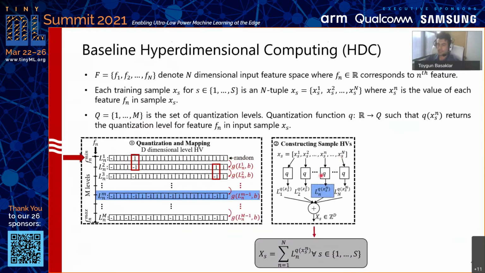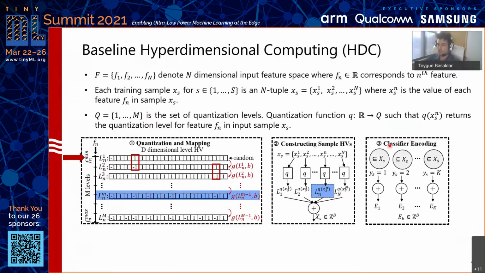The next step is to construct the sample hypervectors. Using the training data sample, we first identify which level hypervectors to use, then fetch those level hypervectors from step 1 and simply add them up to obtain the sample hypervector, capital X sub S. As I said before, we linearly combine the sample hypervectors that belong to the same class to obtain a class encoder, denoted here as E. During inference, we generate query hypervectors following the same procedures as in step 1 and step 2, and we check the similarity between the class encoders and the query hypervectors.